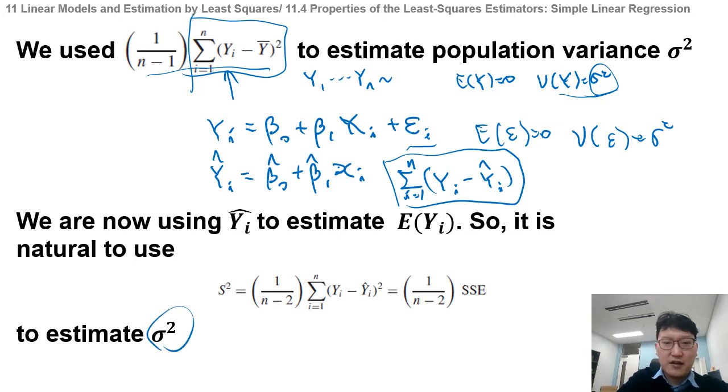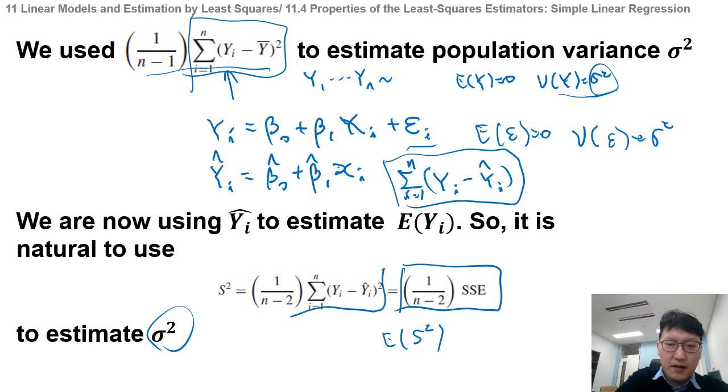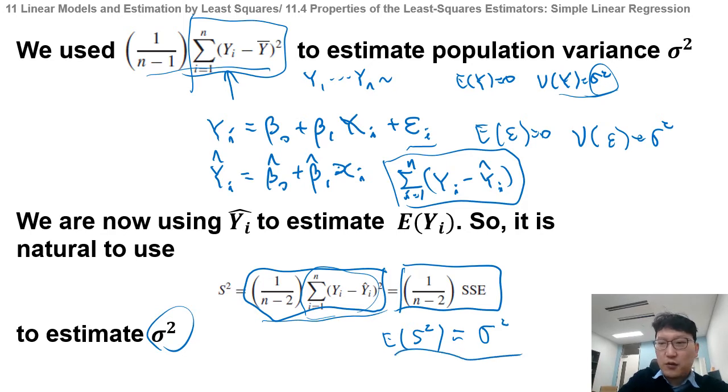So it is natural that we use this term to estimate sigma squared. And actually, we can prove that the expected value of s squared, if we define s squared this way, as 1 over n minus 2 times this term, is sigma squared. So let's move on to prove that this holds.